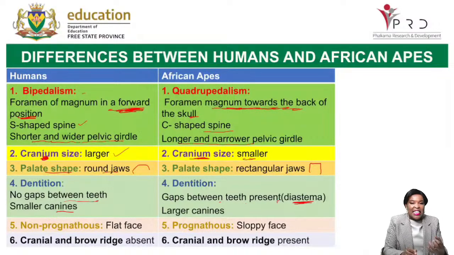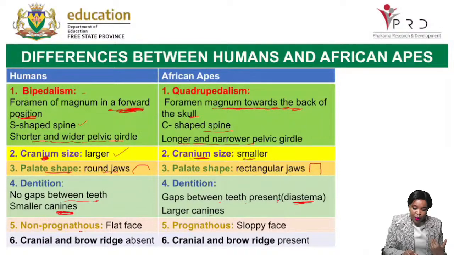And our canines are smaller, their canines are large, and there's a reason for that. Go check, because they have to tear raw meat, but we are eating softer food, hence we evolved to have smaller canines.